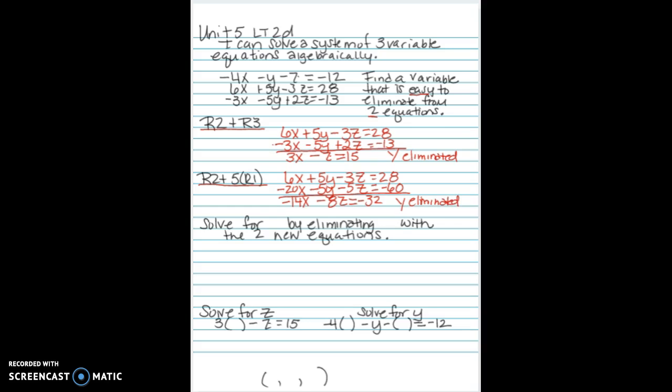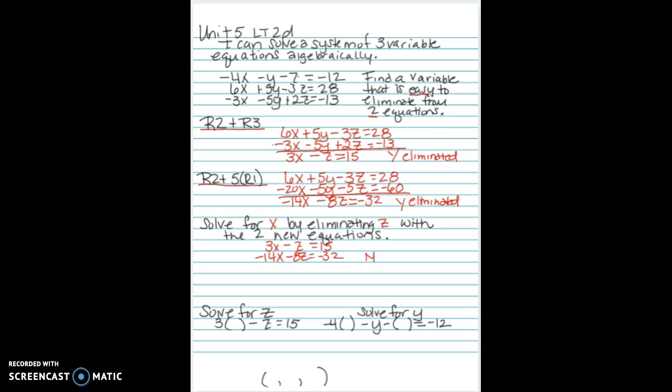So I now have two equations that have an x and a z. So I'm going to solve for x by eliminating z with the two new equations. So my two new equations are 3x minus z equals 15 and negative 14x minus 8z equals negative 32. Now, using elimination, I notice that I do have a negative z and a negative 8z.